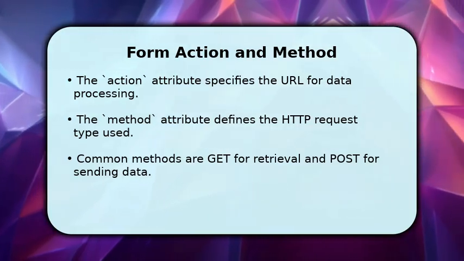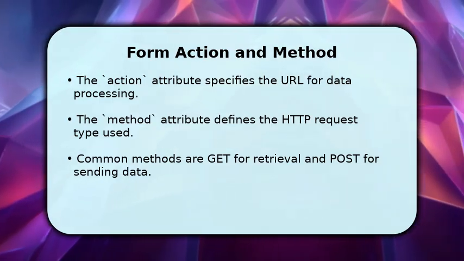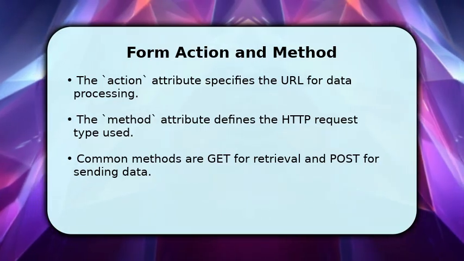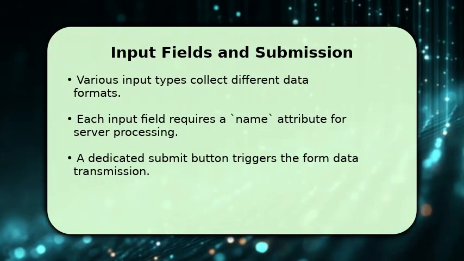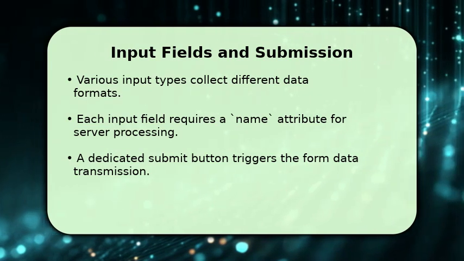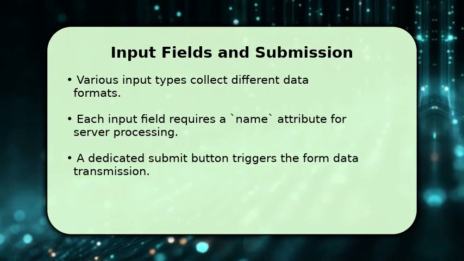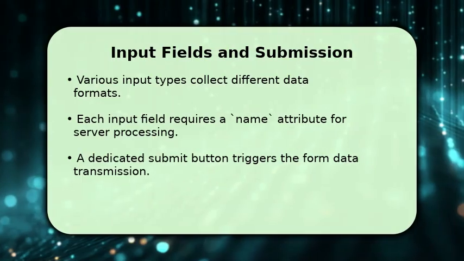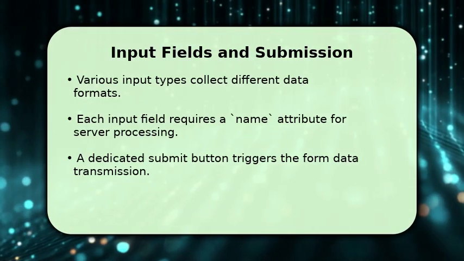You'll most often use GET for simple data retrieval, like search queries, and POST for sending more sensitive or larger amounts of data, such as user registrations. Forms rely on various input fields to gather diverse information, from text and numbers to dates and checkboxes. Crucially, every input field must have a name attribute. This name acts as a key, allowing the server to identify and process the specific piece of data.